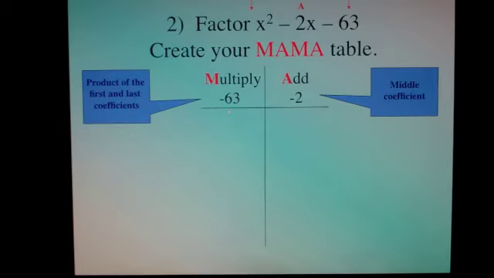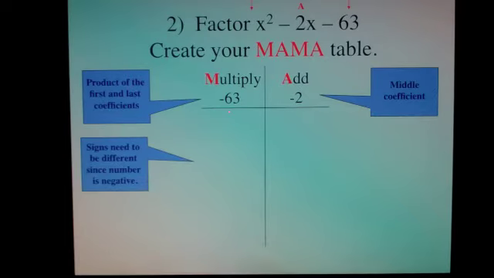Well, I'm sorry, I should say the negative 63 is the product of our first and last coefficients. 1 in front of the x squared times the negative 63 gives negative 63. Now, here we're going to have different signs for our pairs because the number we're trying to reach is negative. So we've got to be very careful about that.